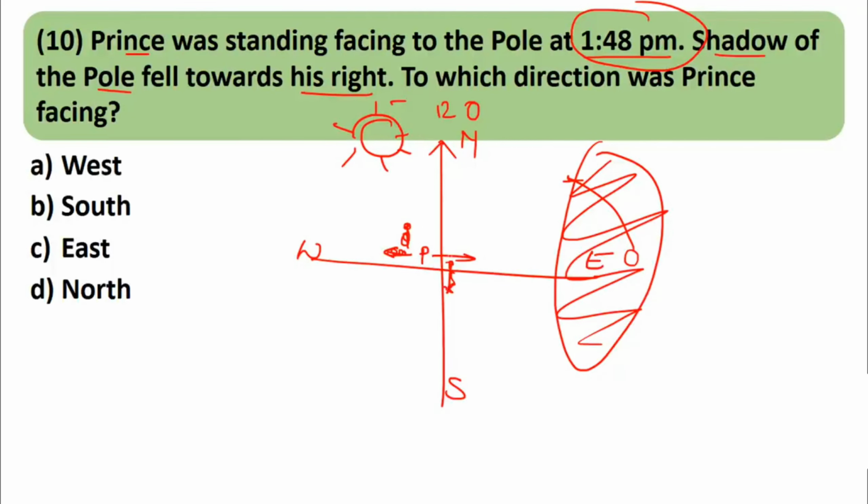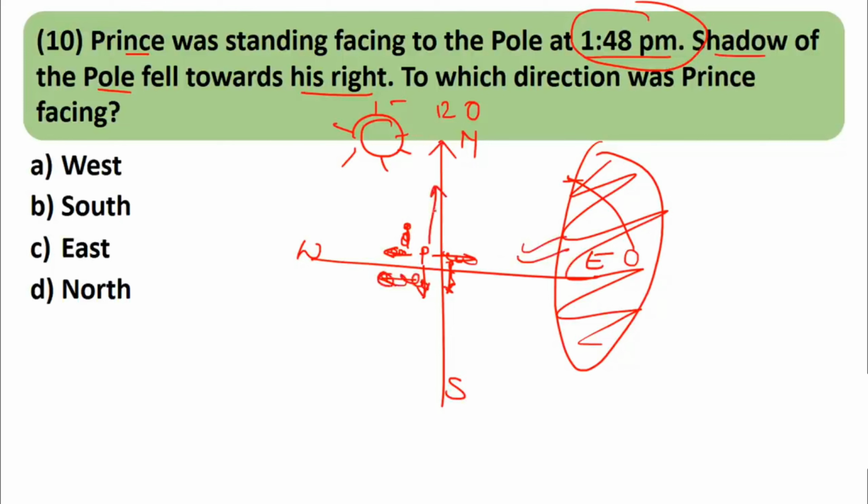So Prince is not facing east. Let Prince face south. If Prince is facing south, what is right of Prince? Right of Prince is this. Is the shadow on this side? No, the shadow is on this side over here. So Prince is not facing south.